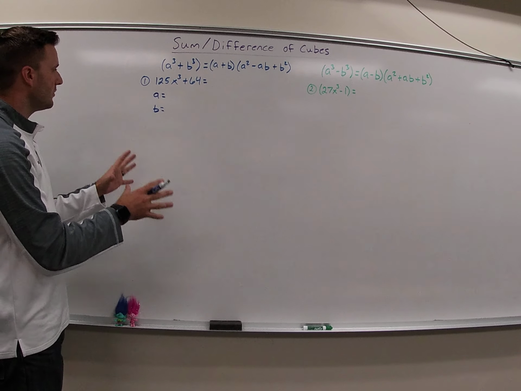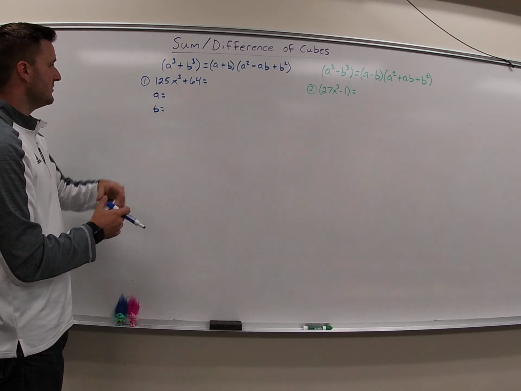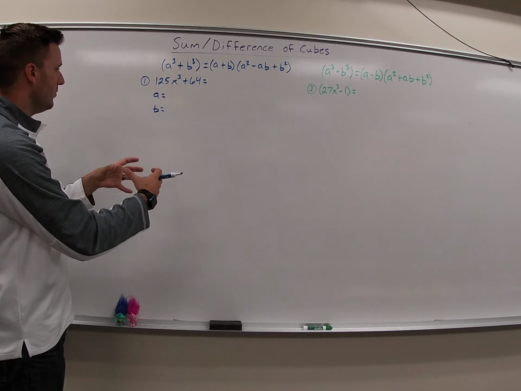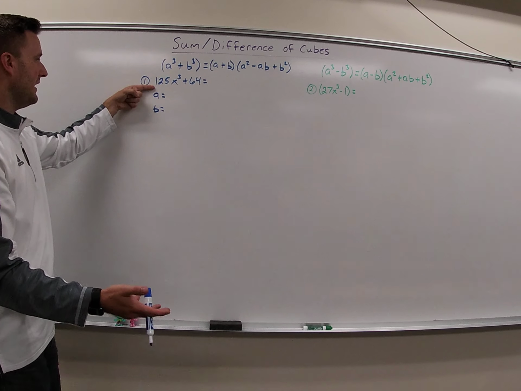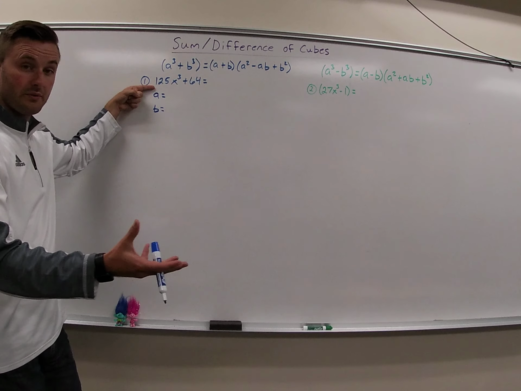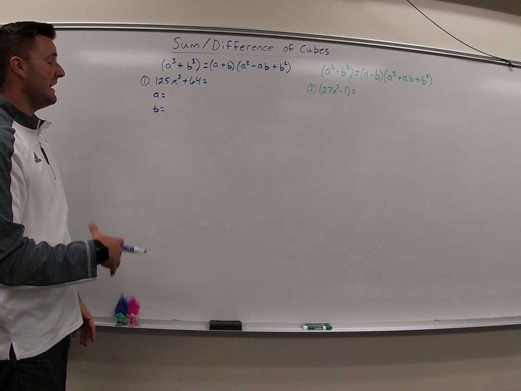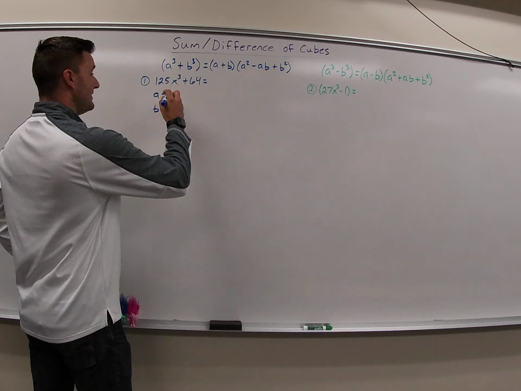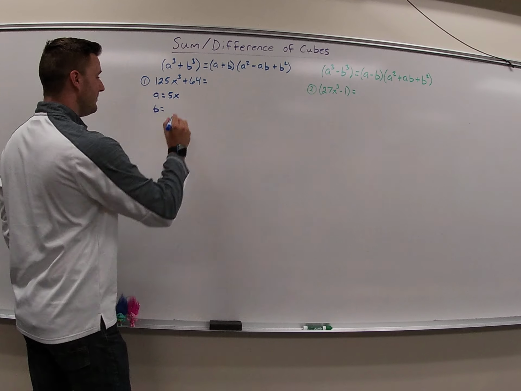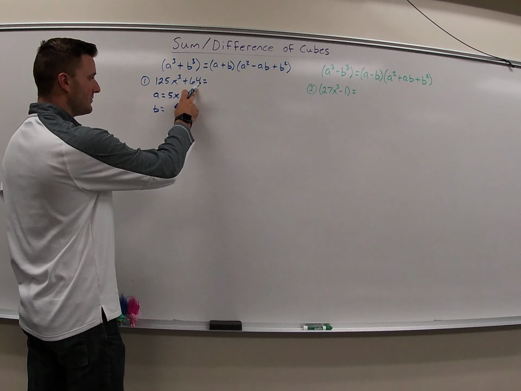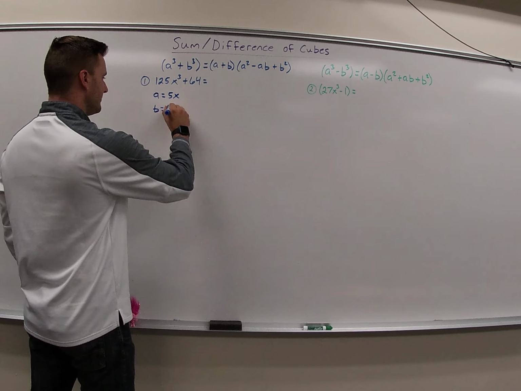Now the first and most important thing is figuring out what is A and what is B. A is going to be what monomial multiplies by itself 3 times to get back to your original. So what times what times what is 125? Well, that would be 5. 5 times 5 is 25, times another 5 is 125. Now, what times what times what gives me x to the third? Well, that'd be x. So A is the entire 5x. B now, what times what times what gets me 64, and that is 4.